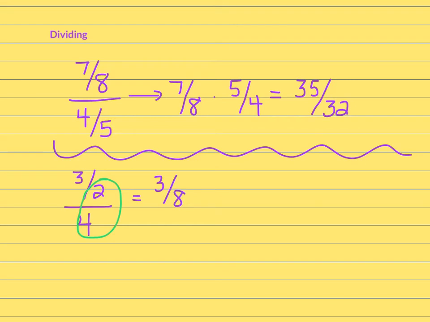I want to show you, though, why that's true. So if I think about it the same way I thought about the top one, I said I'm going to multiply by a reciprocal, right? So I'm going to do 3 over 2 multiplied by the reciprocal of 4. So if 4 is really 4 over 1, the reciprocal would be 1 over 4. And then when I multiply straight across, I get the same thing I got a second ago. I get 3 over 8.